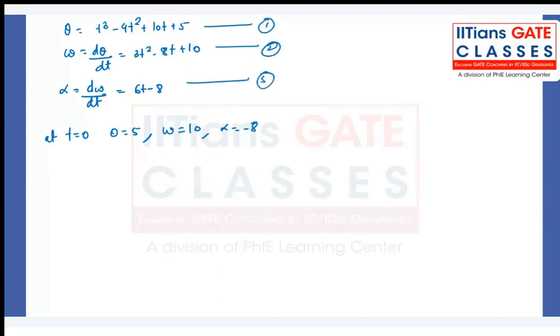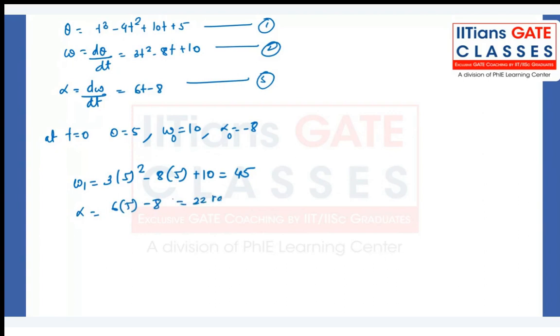Okay, they are asking you only omega and alpha, so you can call it as omega naught. That's all. What they are asking next is, and let's call it as alpha naught, angular velocity and acceleration after 5 seconds. Okay, so omega 1 will be equal to 3 times 5 square minus 8 times 5 plus 10, that is equal to 45, and acceleration again alpha is equal to 6 times 5 minus 8. Okay, that is 22 radian per second square. This is radian per second. Okay, so this is your first answer. This is your second answer, angular velocity and acceleration after 5 seconds.